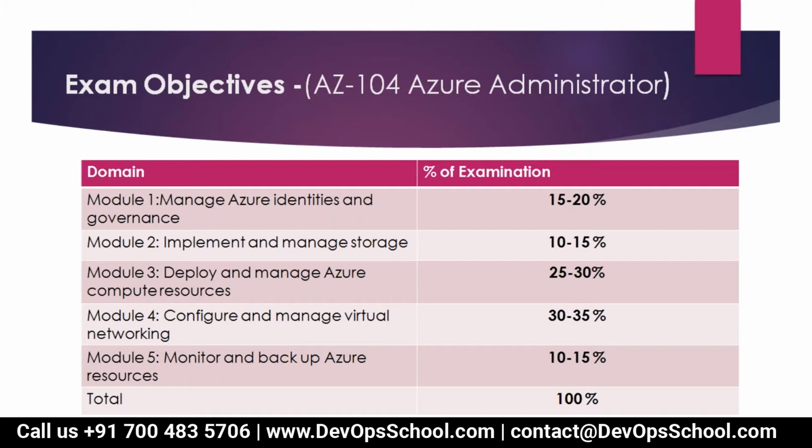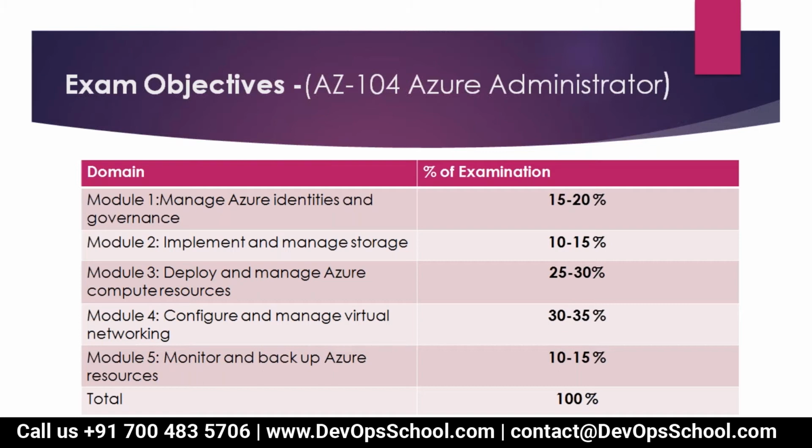Not only virtual machines, we are going to discuss how to create a resource group through PowerShell or Azure CLI, and how to create a virtual network. All this stuff we are going to discuss. So it is a major module, they are going to ask 25 to 30%.